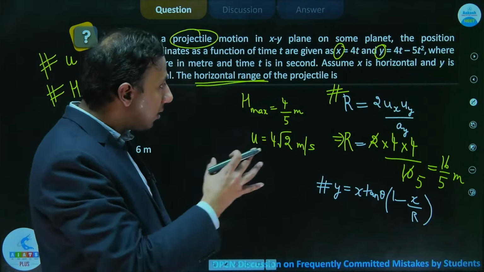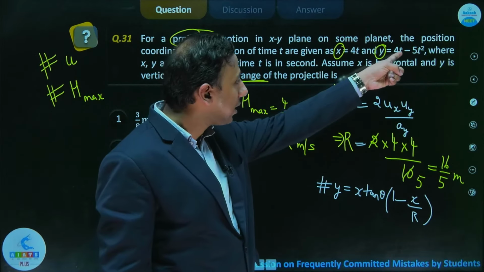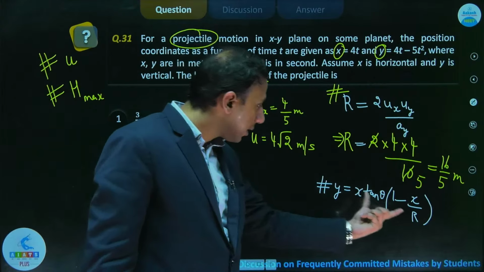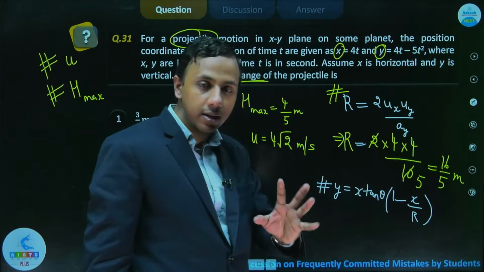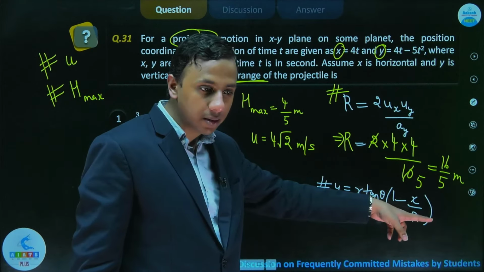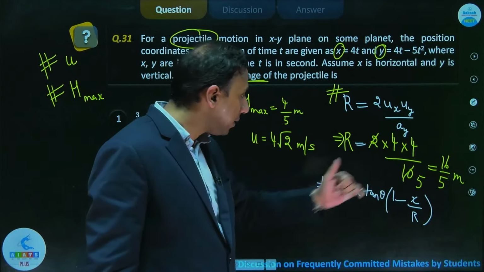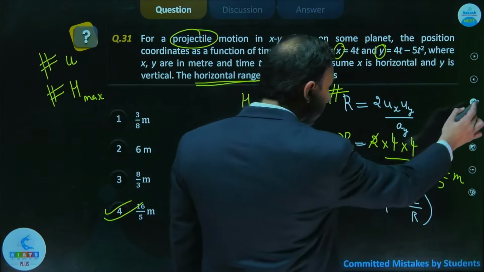है ना? Then you can take x common over there, or you can take 4x common if you want. है ना? So you will get an expression like this. Inside the bracket 1 minus x by something, and that something is your range. So you can try for yourself. When you try, please check once again whether you are getting range is equal to 16 by 5 meters.